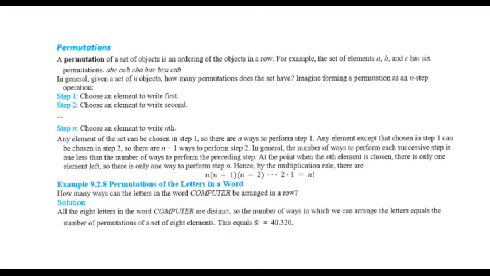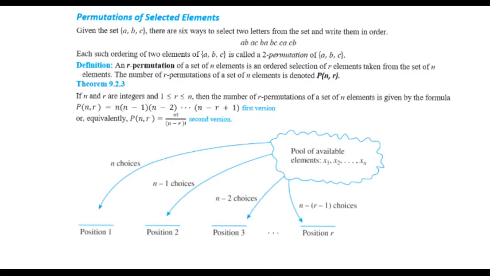So based on what we just said, we have a total of 8 factorial or 40,320 different ways of writing the letters of computer in a row. Okay, so we calculated the number of permutations of a set of size n using the multiplication rule, and then we said there are n factorial different permutations for the elements of a set of size n.